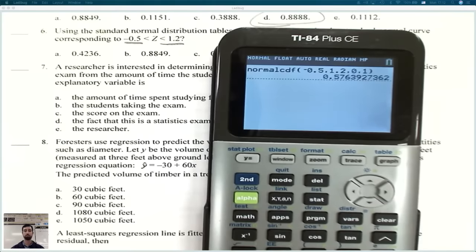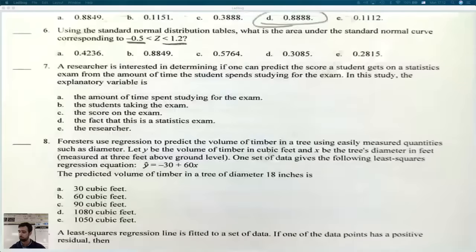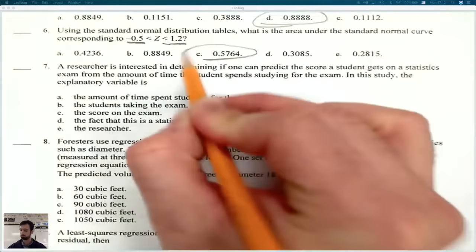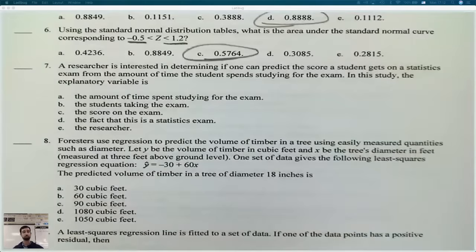57%. So I'm going to go down here. 57 is right there. And we're good.